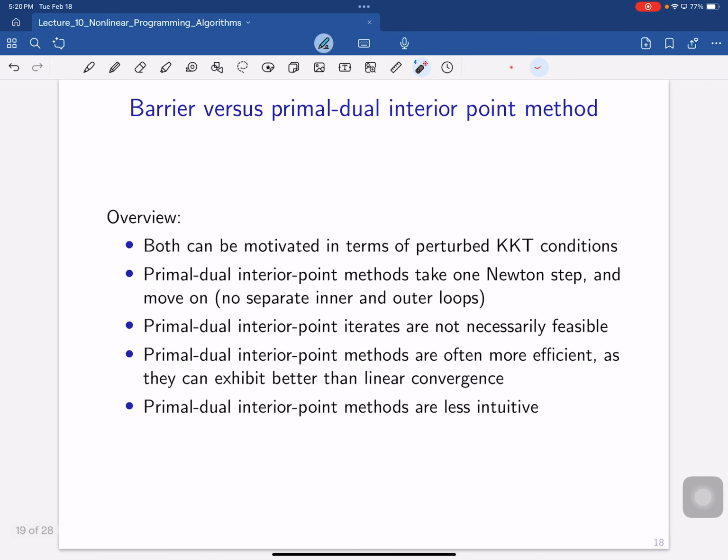Okay, now we will switch gears and talk about something called primal dual interior point algorithm. So here's an overview. But probably before I introduce this method, the overview doesn't make much sense. So I will just skip these slides, and then you can go back to the overview later on.